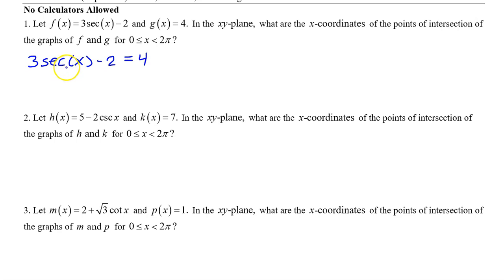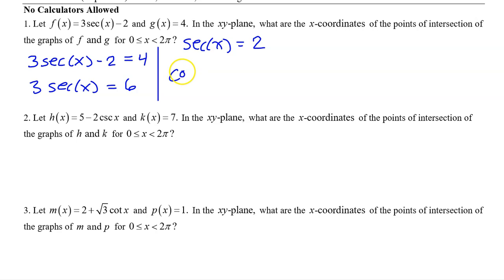Let's isolate the trig function, starting by adding 2 to both sides. We get 3 times the secant of x is equal to 6. Dividing both sides by 3, we get secant of x is equal to 2. The reciprocal of secant is cosine. So let's take the reciprocal of both sides, and we will get the cosine of x is equal to 1/2.